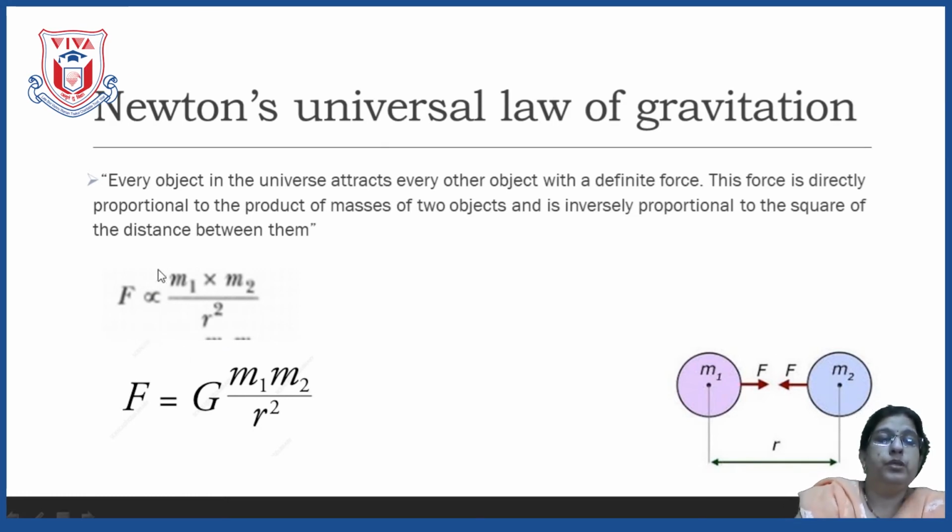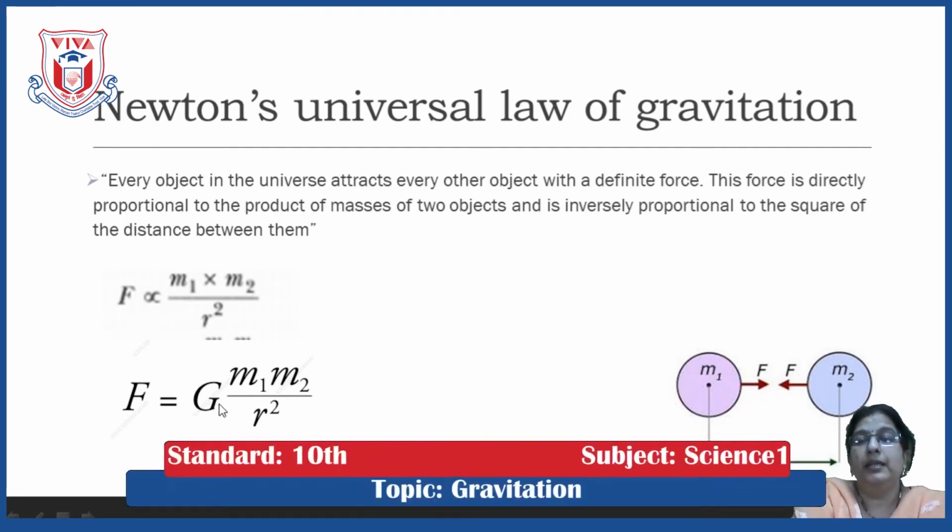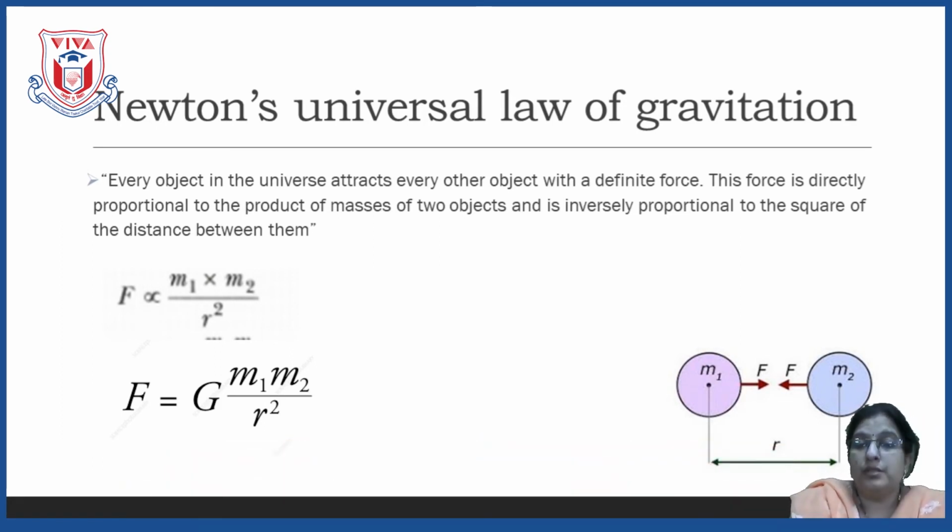Now, to remove the proportionality sign, one constant of proportion has to be added. Which is the constant of proportion added here? It is capital G. What does capital G stand for? Capital G stands for universal gravitational constant. Again, I am repeating, capital G is called the universal gravitational constant. The value of this capital G is constant anywhere in the universe.